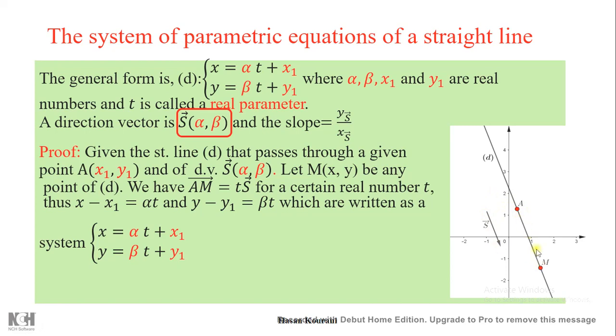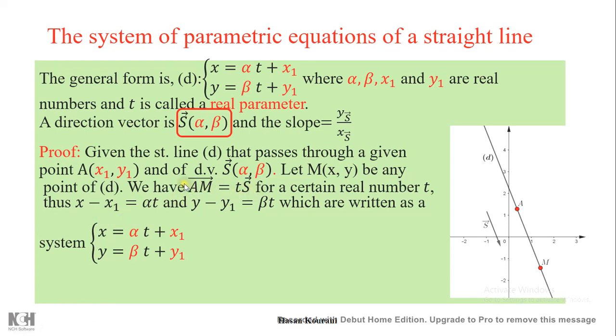Usually, if we let M be a variable point of coordinates (x, y) on this straight line, we can notice easily that as M describes this straight line, the vectors AM and s are always collinear. Collinear leads us to say that AM equals ts, or AM equals ks, or whatever. This number t is a certain number according to the position of M. This comes from the collinearity of AM and s.